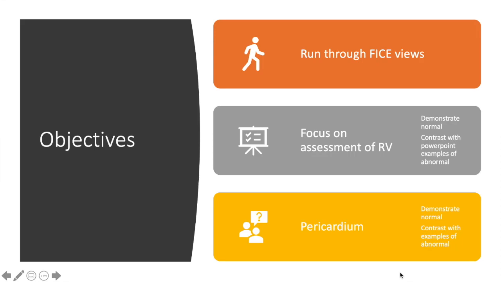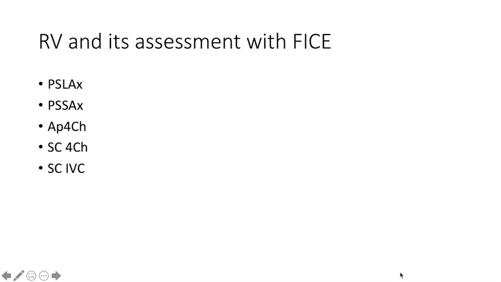It won't surprise you to know that the right ventricle and the pericardium can be assessed in every view that FICE teaches, and that includes the parasternal long axis, the parasternal short axis, the apical four-chamber, the subcostal four-chamber, and the IVC assessment is also important when assessing the right ventricle and the pericardium.